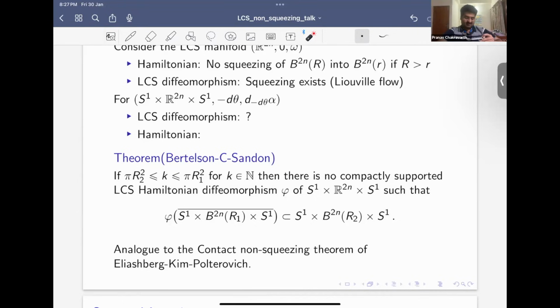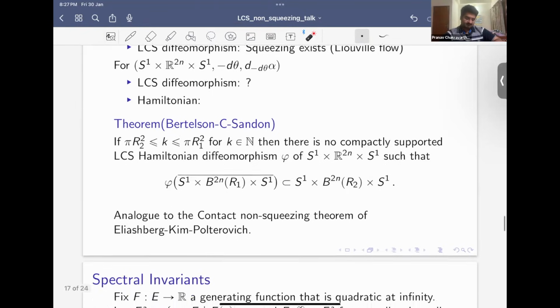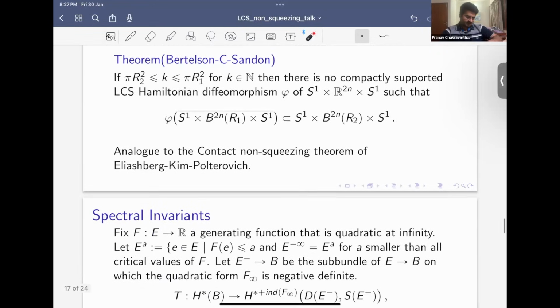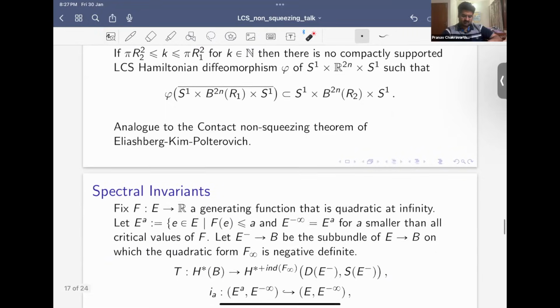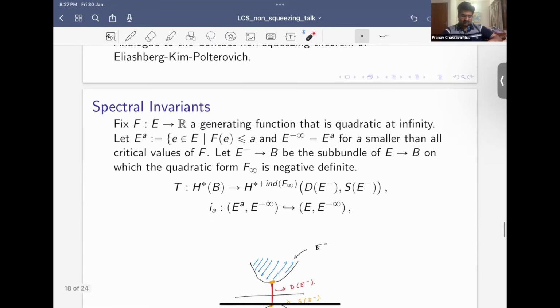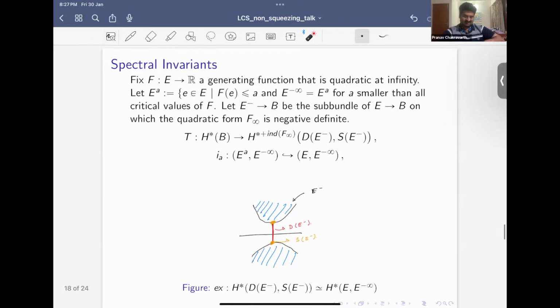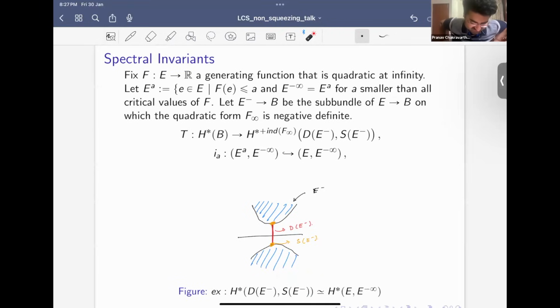In the contact case, you cannot squeeze with respect to any contact diffeomorphism. We don't know if that's what we should expect or if there is some LCS diffeomorphism that might squeeze in this case. Okay, so I have 15 minutes. I'll briefly go over the proof, which, if you already know the proof in the contact case, is going to be eerily similar.